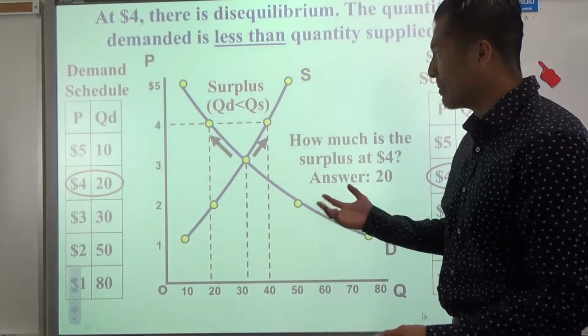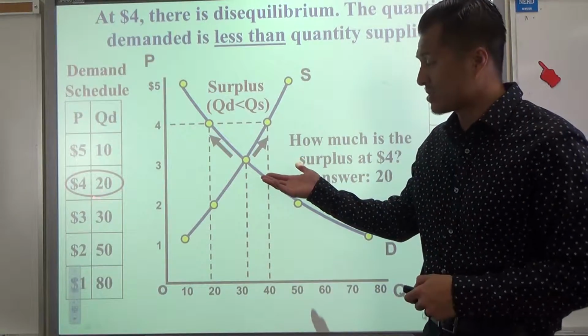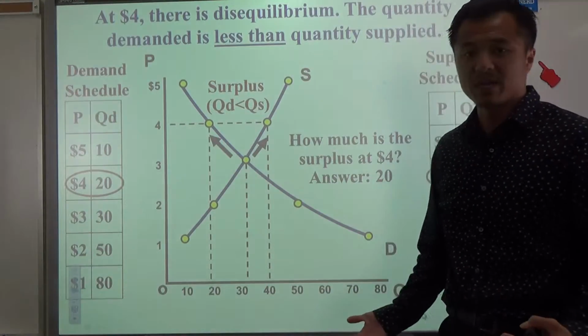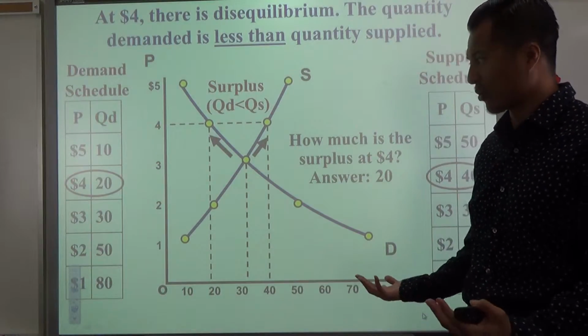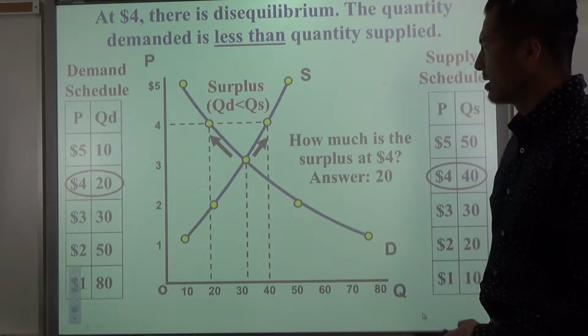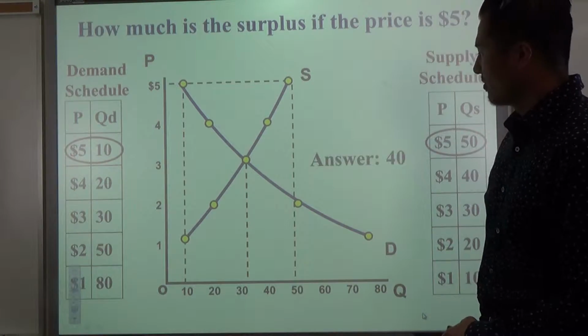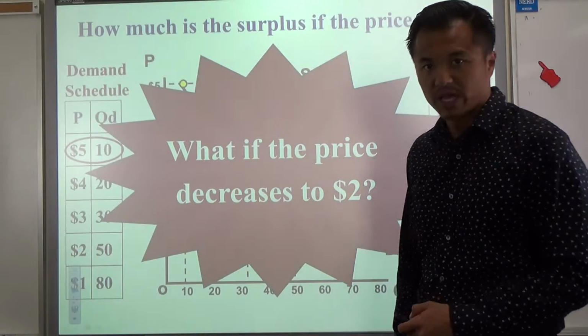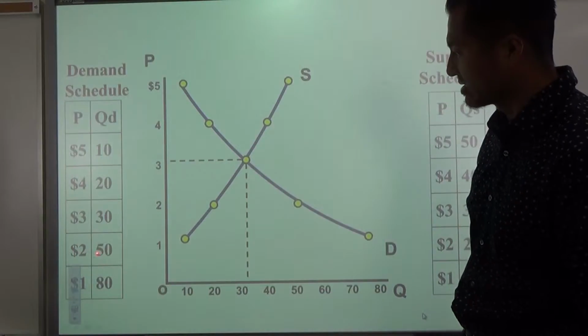And so how much is a surplus? Well, you have a demand that is 20, but you have a supply that is at 40. So how much is left? Well, you take 40 minus 20, which is 20. You have a surplus of 20, okay? Now, what if the price decreases to $2? Okay, the price decreases to $2. So now let's take a look here.